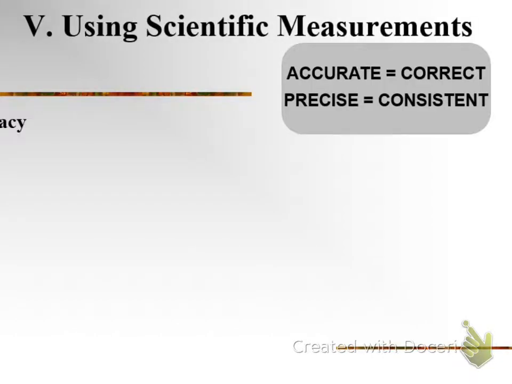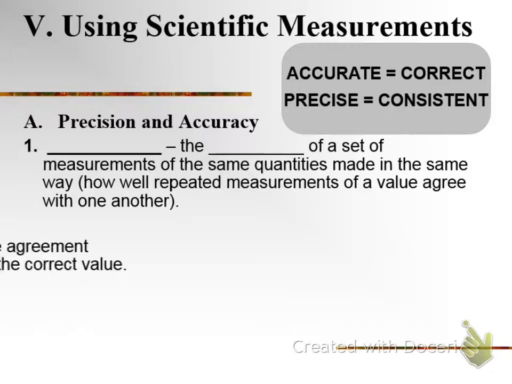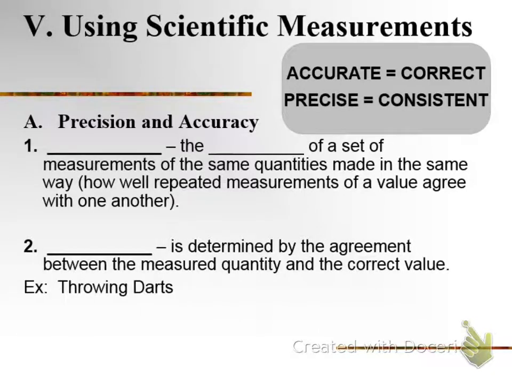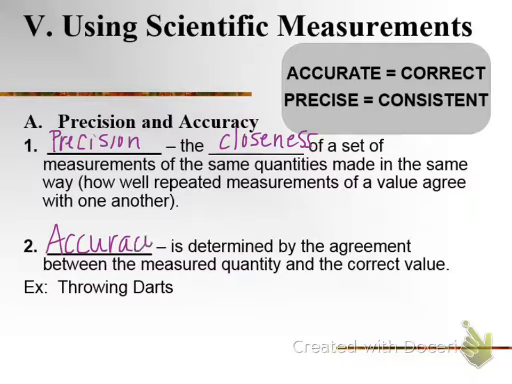Okay? Precision and accuracy. On the surface, they seem really easy. But on a test, kids get them backwards all the time. Okay? For some reason, I don't know why. So, precision is the first one. And precision is the closeness of a set of measurements. In other words, can I repeat the same measurement multiple times? Okay? It's how well they agree with one another. Okay? Accuracy is basically, is it right? Okay? How closely does it agree with the correct value? Okay?